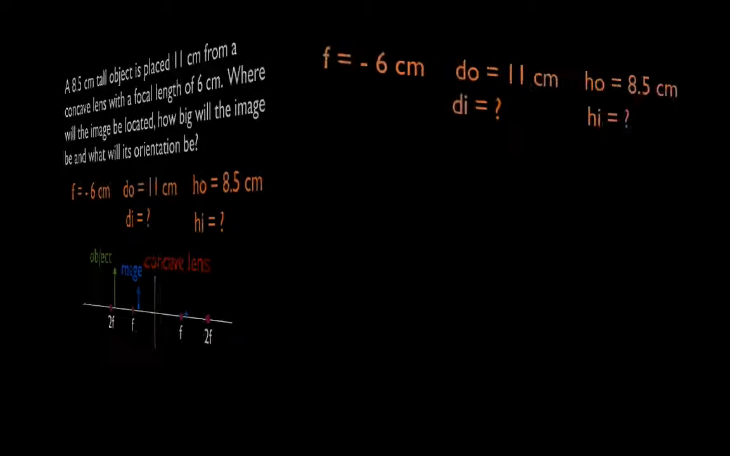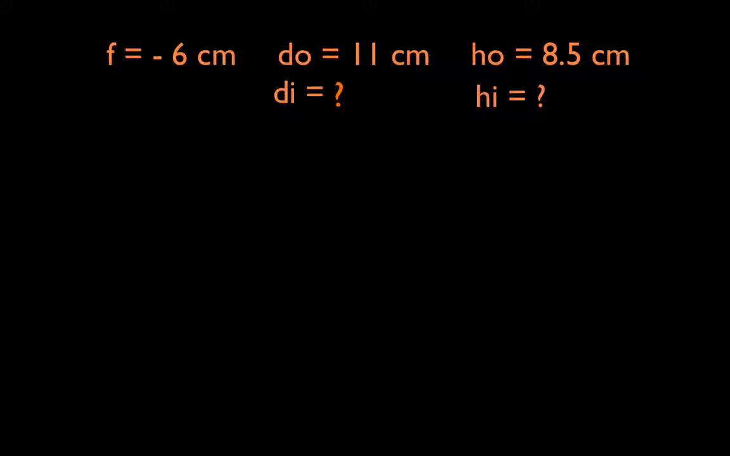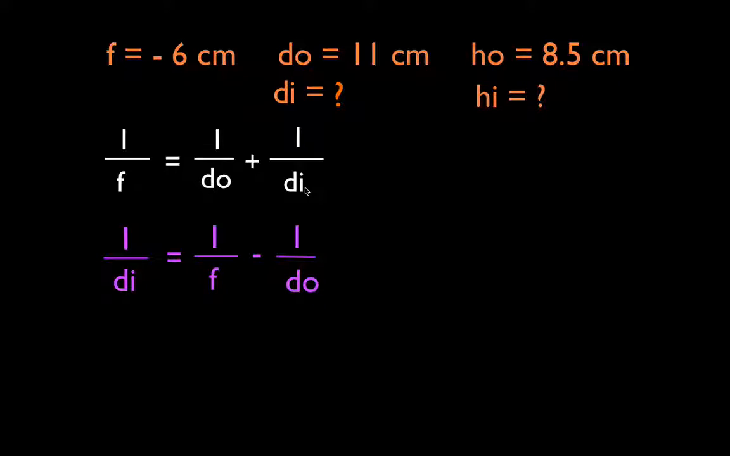Okay, so let's go through and do the problem. Once we've written everything down, we're going to get the image distance first. We're going to use the thin lens equation, 1 over F equals 1 over DO plus 1 over DI. Now we want to solve for the image distance first. So we're going to subtract 1 over DO from both sides. That means we get 1 over DI equals 1 over F minus 1 over DO. And now we can just plug our numbers in.